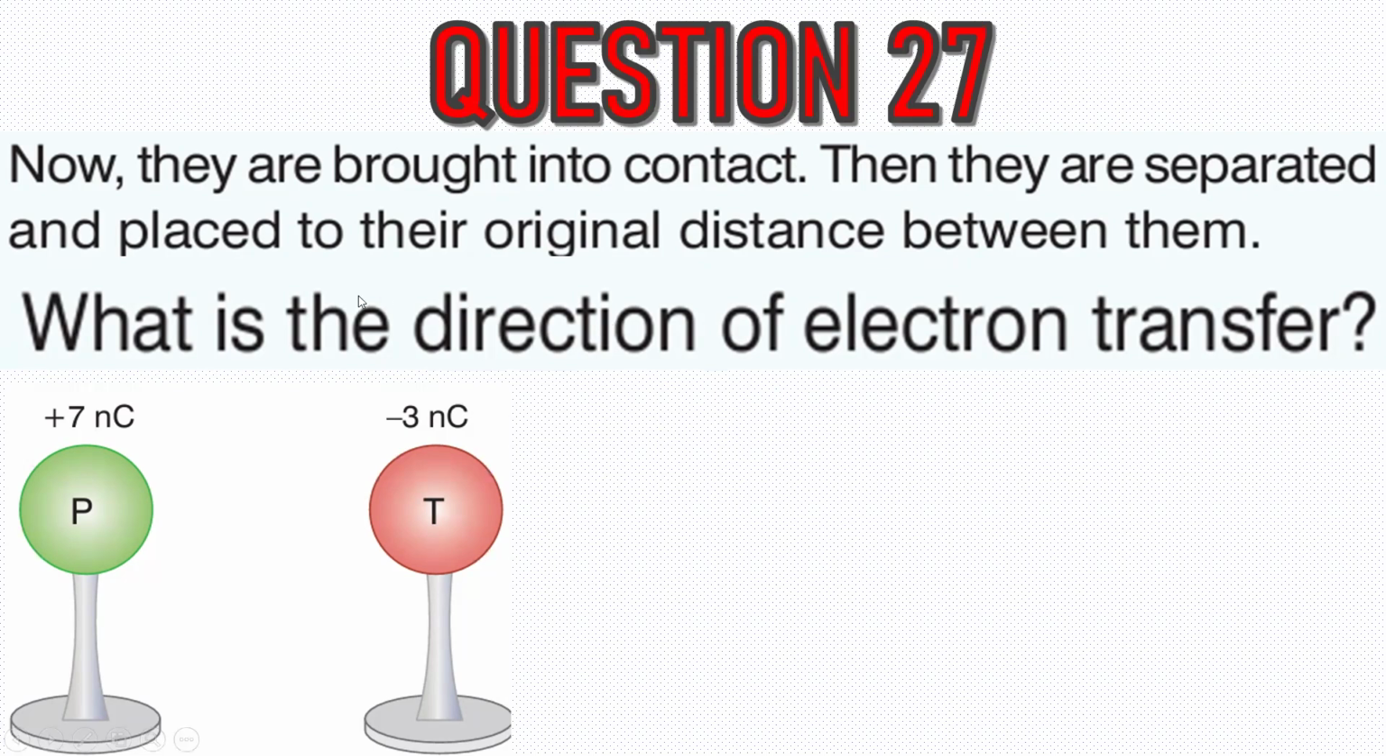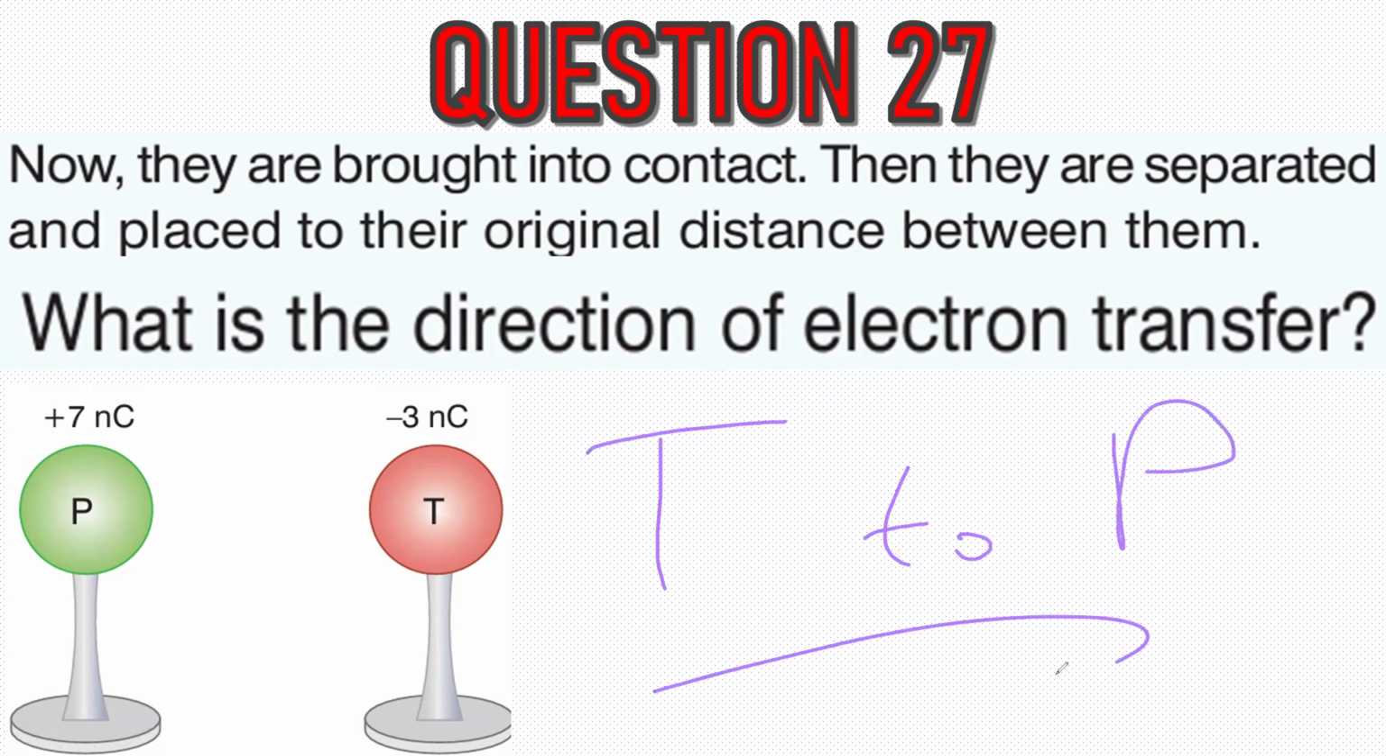It's a simple one. Electrons moving from T to P. That's right, T to P. From negative number to positive number, because T has more electrons. When they touch, electrons move from T to P. Done. Let's continue with the next question.